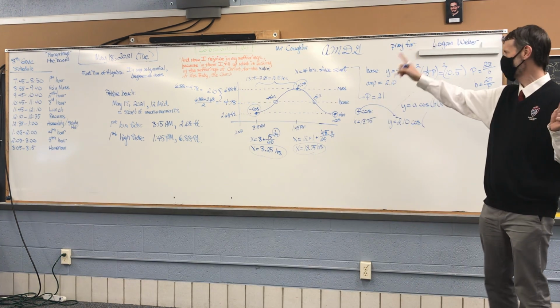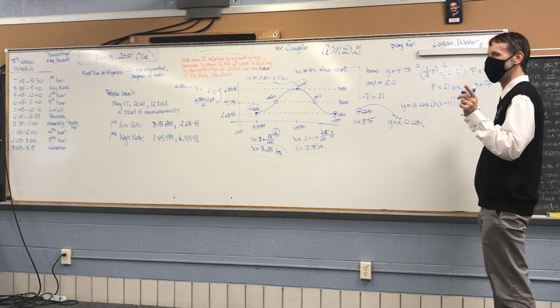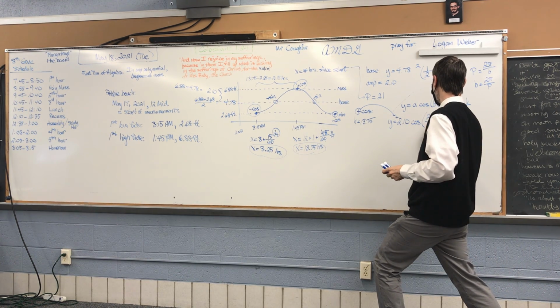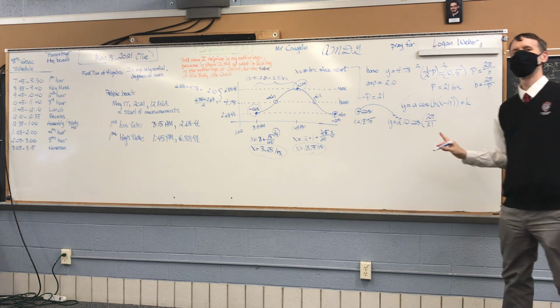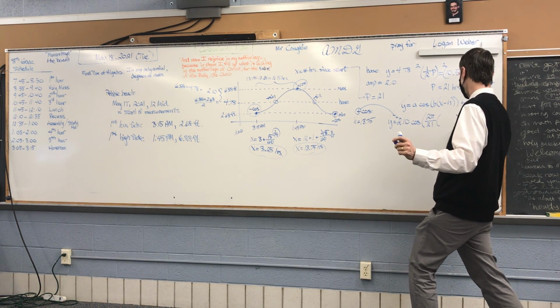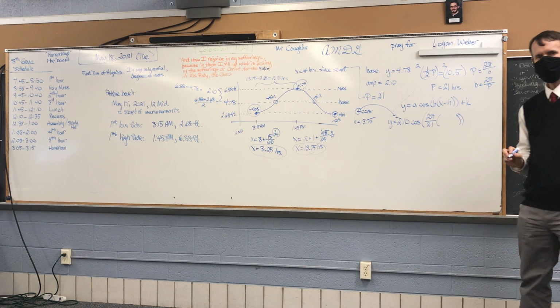Do we have the period up here somewhere? 21. So B is 2 pi over 21. And just leave it. It's an interesting looking B, but okay. X minus what?